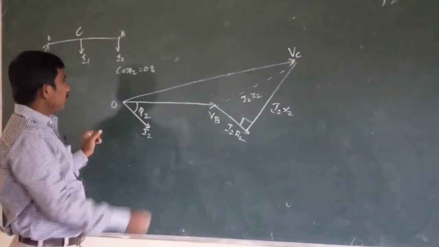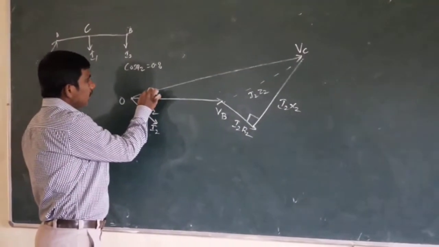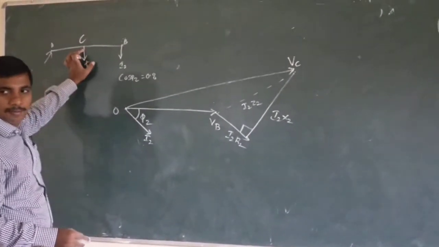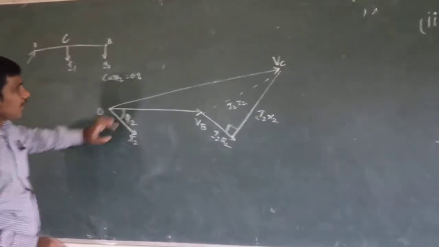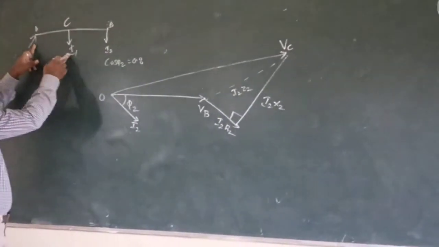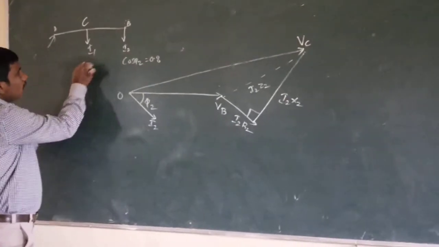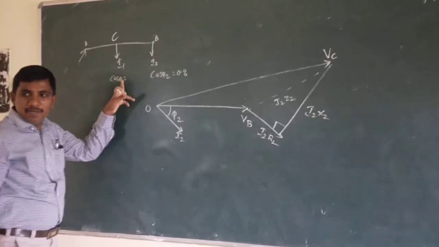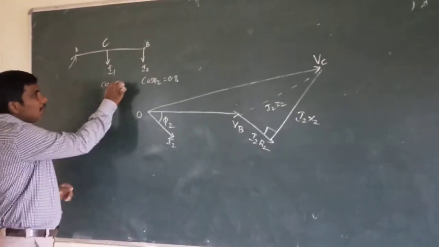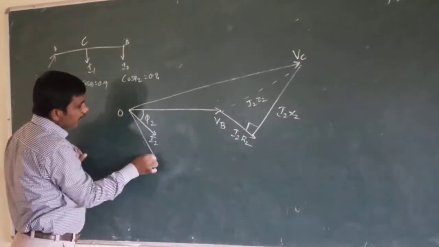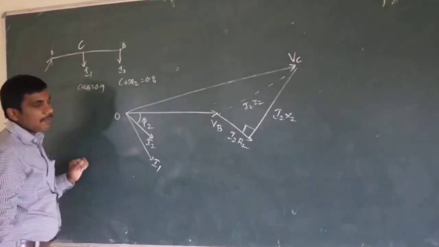Now this is the phase angle at this point. Another thing: VB is taken as reference. The current I1 has an angle, so how much is cos phi 1? Cos phi 1 is 0.9. For that, it also lags VB at an angle.